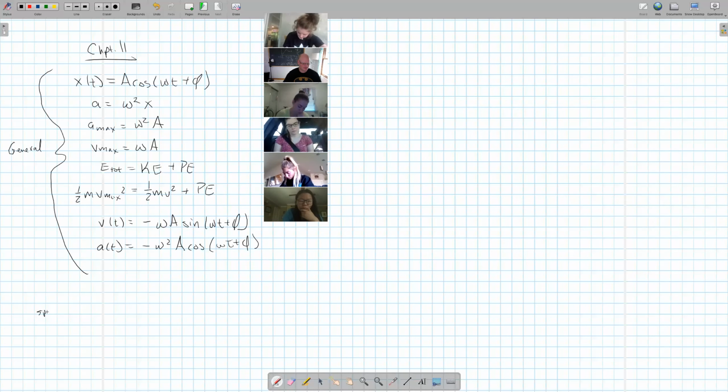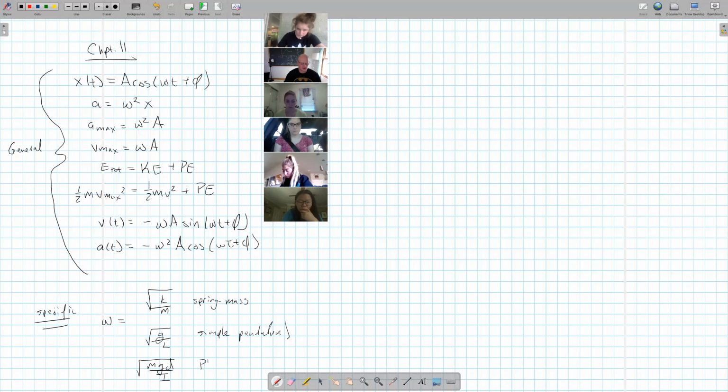The specifics are again the different angular frequencies. We have seen 3 angular frequencies. The first one was the square root of the spring constant divided by the mass. This was for a spring mass system. The second one was the square root of the acceleration due to gravity divided by the length. This was for a simple pendulum. And finally, the last one was the square root of the mass times g times d divided by the moment of inertia. This was for a physical pendulum.